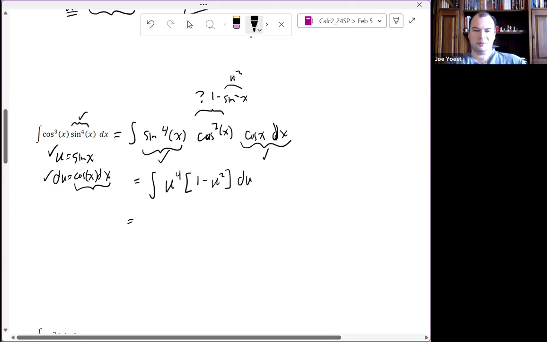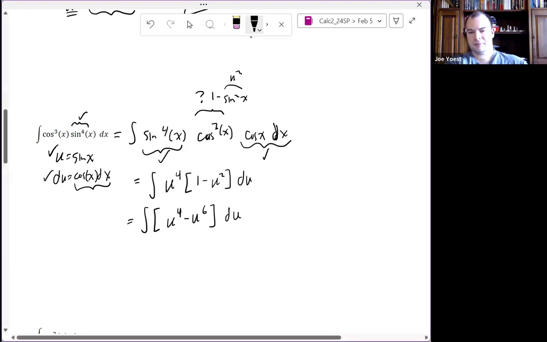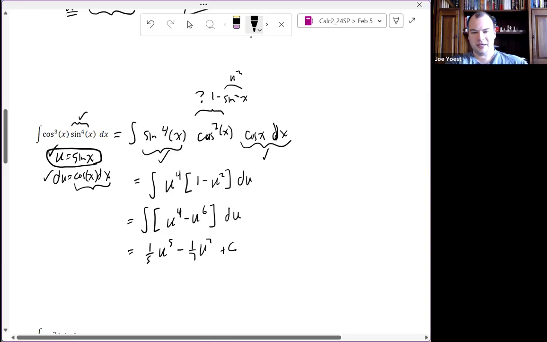And here I want to multiply out. It might be tempting to try to do some kind of crazy integration technique here or something, but easiest is just to multiply out, I think. And then plug back in my u's.